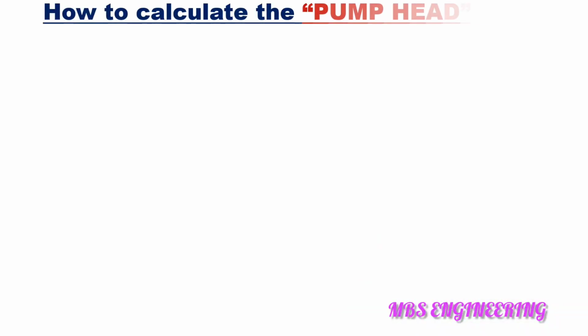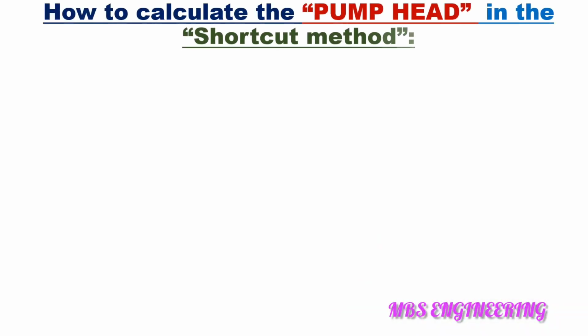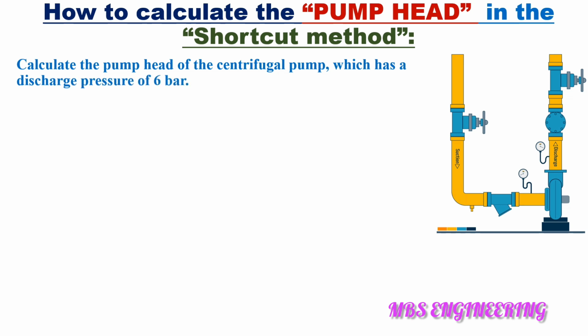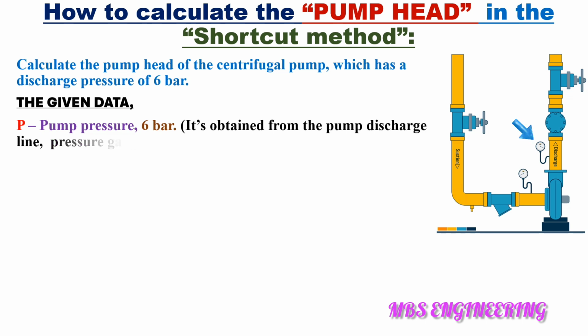Next, we will learn how to calculate the pump head in the shortcut method. Calculate the pump head of the centrifugal pump, which has a discharge pressure of 6 bar. The given data: P is the pump pressure, 6 bar, obtained from the pump discharge line pressure gauge readings. Next, H is the head. We need to calculate the pump head in meters.